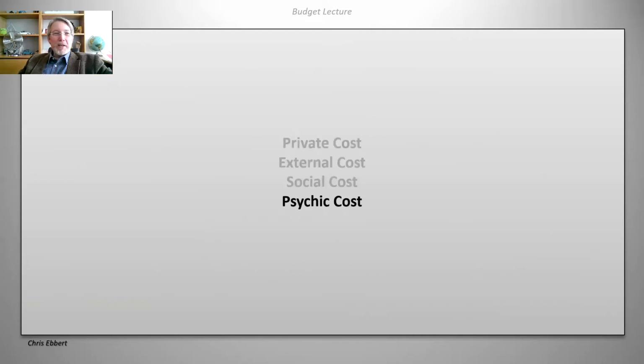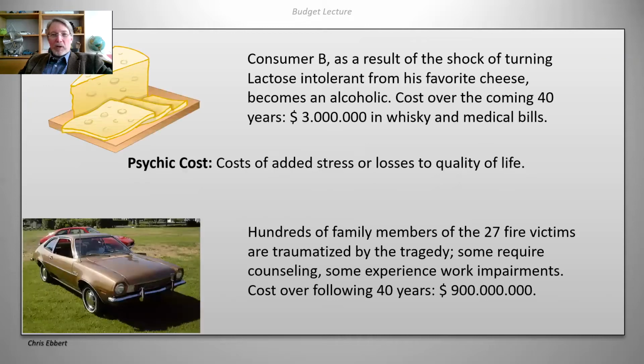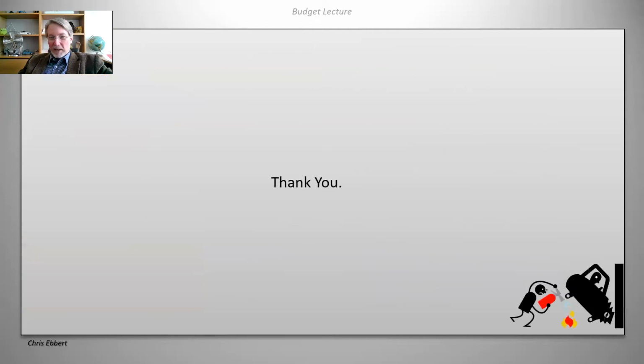And then we have the psychic cost, which is the cost that is incurred by psychological stress, such as the stress that the people might have felt whose family members died in these cars and how that affected them. Or the stress somebody might feel who discovers by eating the Gruyere that they are lactose intolerant and take up drinking just to comfort themselves and spend lots of money on whiskey for the rest of their lives just to forget that they're lactose intolerant. So that's the psychic cost.